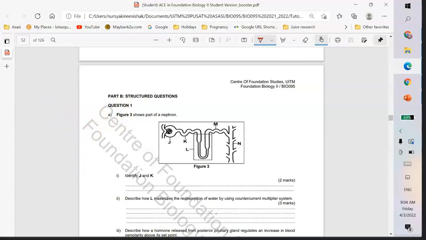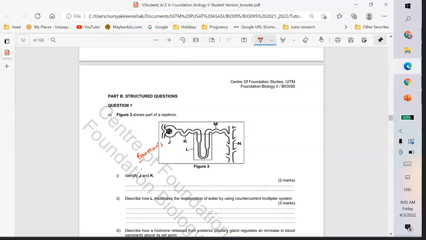Untuk G tu Bowman's capsule. Okay. Untuk K tu proximal tubule. Okay. Bowman's. Make sure when you spell the word Bowman, you start with capital B. Okay, Bowman's, and then S ada apostrophe.